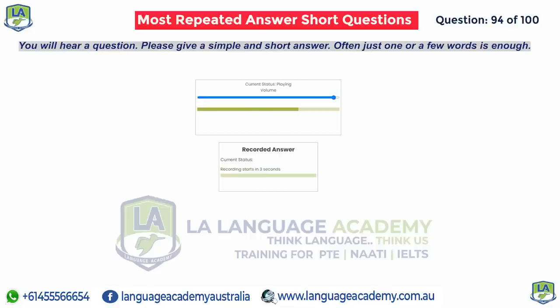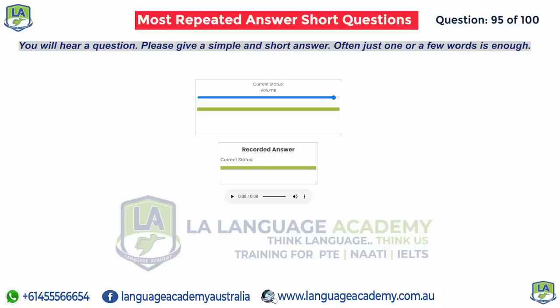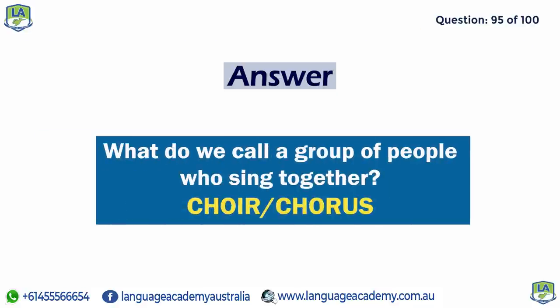What do we call the weather conditions like rain, hail, etc.? Precipitation. What do we call a group of people who sing together? Choir/chorus.